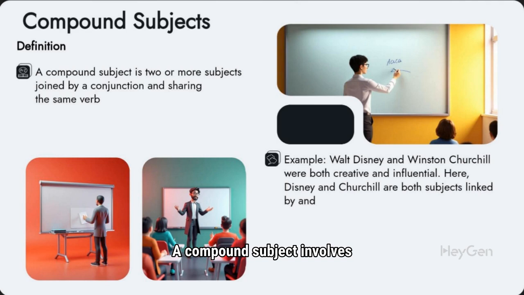A compound subject involves two or more subjects joined by a conjunction, sharing the same verb. For instance, Walt Disney and Winston Churchill were both creative and influential. Here, Disney and Churchill are subjects linked by "and," illustrating how compound subjects function in sentences.